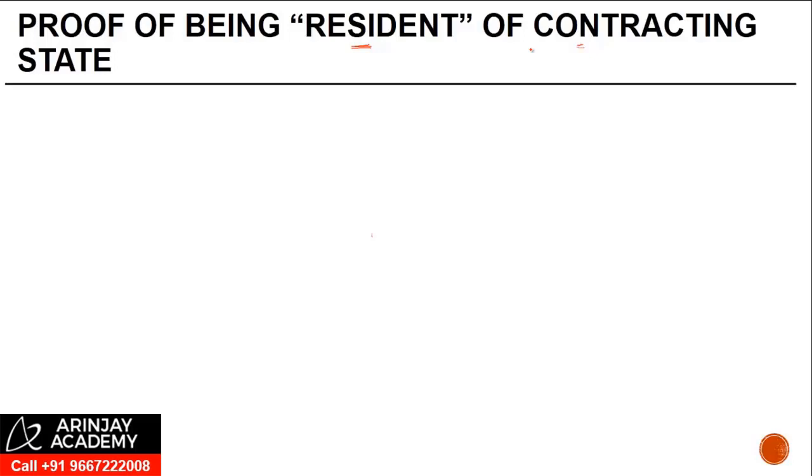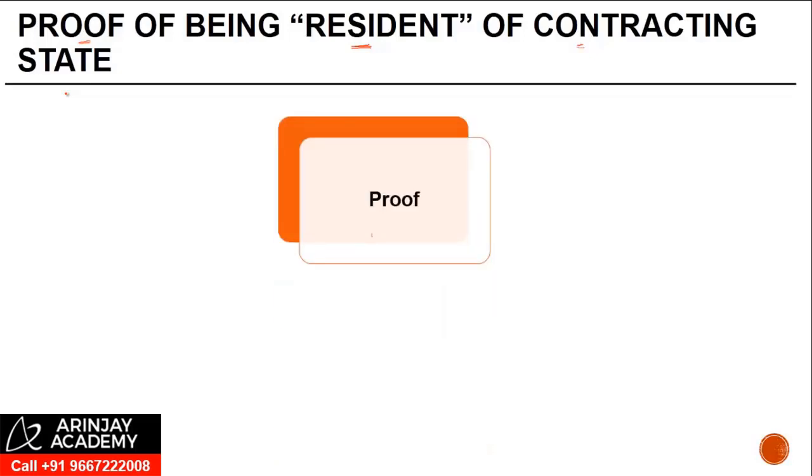So, what is the proof? What is the document that one can give to substantiate that he is a resident of a contracting state? Right? So, the first thing is that this onus to provide the proof of being a resident of one of the countries lies on the taxpayer.